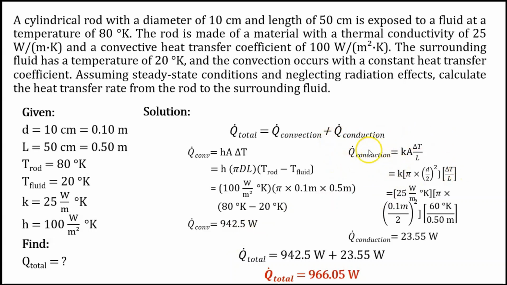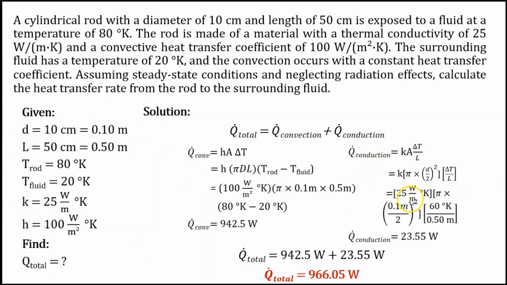So we have here the equation for conduction, which is equal to k multiplied with surface area multiplied with the quantity of the change in temperature over the length. So we have now the thermal conductivity, which is denoted by k, multiplied by the surface area, which is equal to pi times d over 2 raised to 2, multiplied by the change in temperature over length. So we will now have this given. Let's plug this given in this equation.